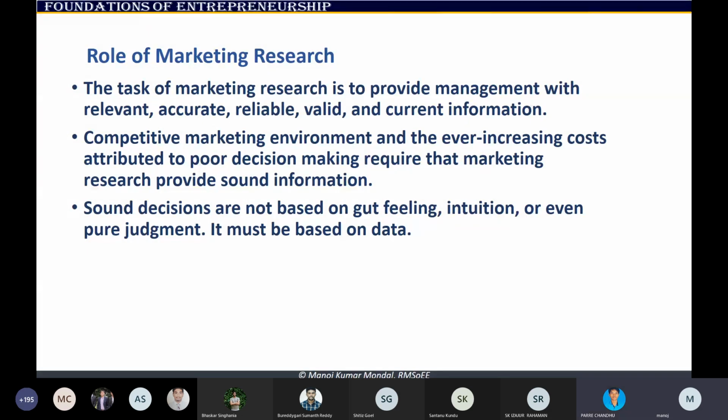Yes, sir. Okay, great. So the role of marketing research, you should be able to appreciate now that it really means a lot to a decision maker, and it should be accurate, reliable, valid, and then current information. It should not be old information. Like in 2020, how many cars of this kind were selling is not going to help us make a decision. Competitive marketing environment.